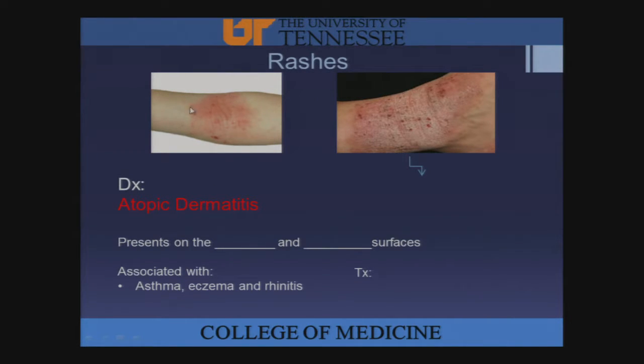So what surface is this? And this is, well, popped up. So this is lichenification. And what does lichenification mean? So it's thickening of the skin. And how does it happen? Yeah, so chronic itching causes thickening of the skin, and that's basically called lichenification. And as you said, it presents on the face and flexural surfaces, okay? It's associated with asthma, eczema, and rhinitis.